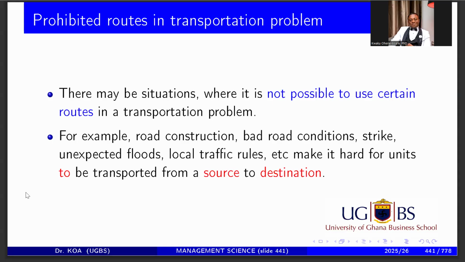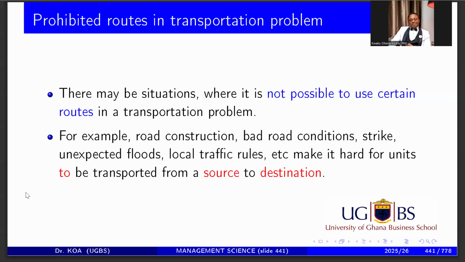That's it. Prohibited routes are routes where it is not possible to use them in a transportation problem. A practical example of a prohibited route is when that road is blocked because of road construction, bad weather conditions, strike, unexpected flood, local traffic laws, demonstrations, and things like that. Such a route, if you try and use it, you'll struggle.